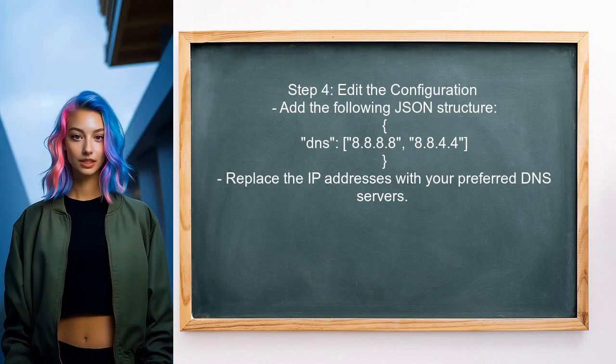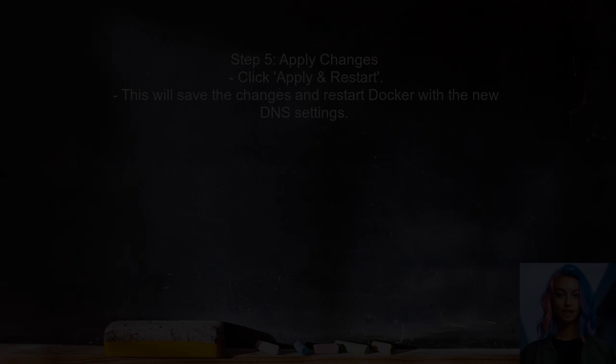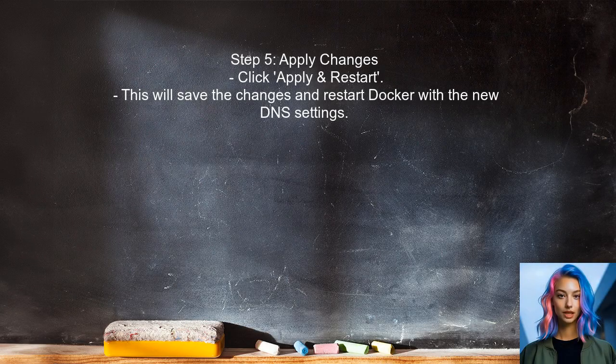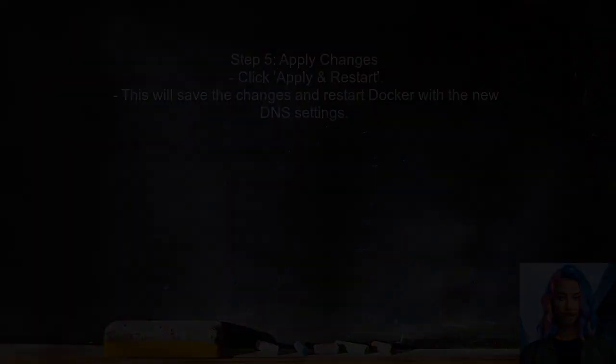Now, the user should add a DNS configuration to the JSON file. They can do this by including a DNS key with the desired DNS server addresses. Finally, the user should click Apply and Restart to save the changes and restart Docker. This will apply the new DNS settings to all containers.